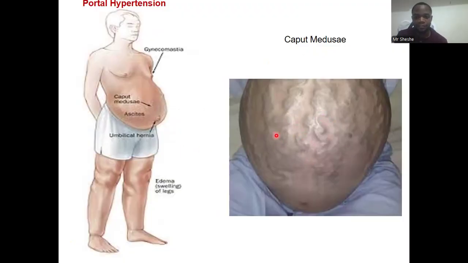Again, veins on the surface of the skin. This is known as caput medusae. So it's a significant sign and symptom of liver cirrhosis. So more like spider-like web veins on the surface of the skin around the umbilicus. So this patient has portal hypertension.